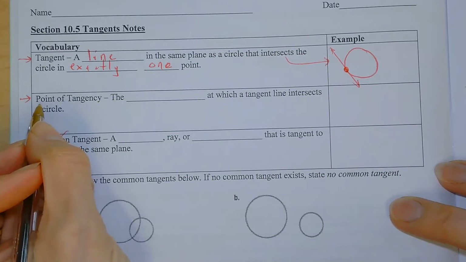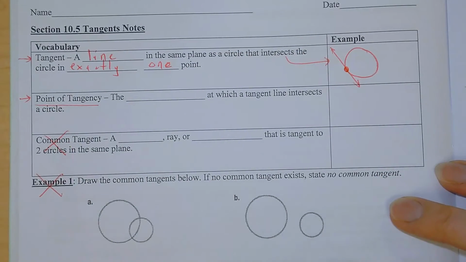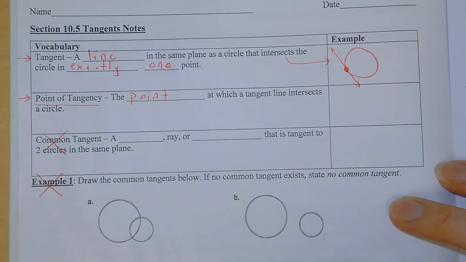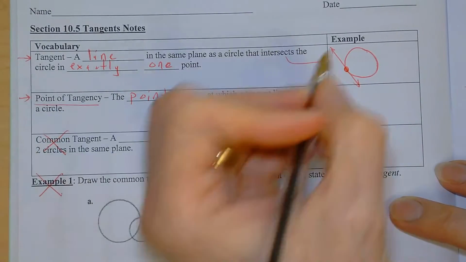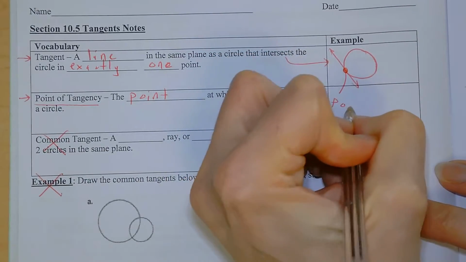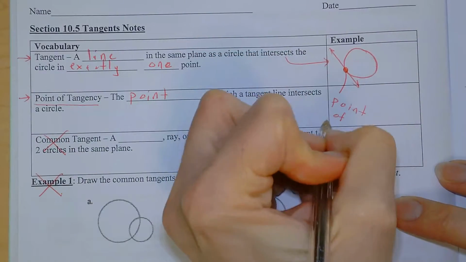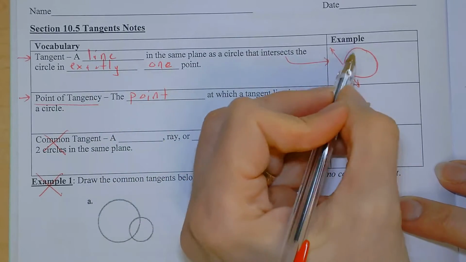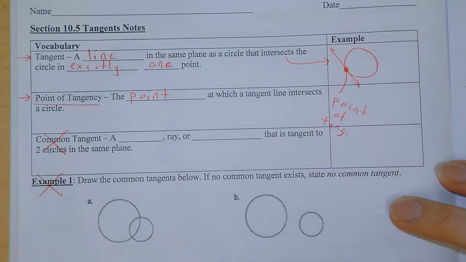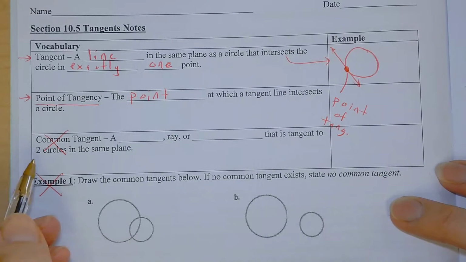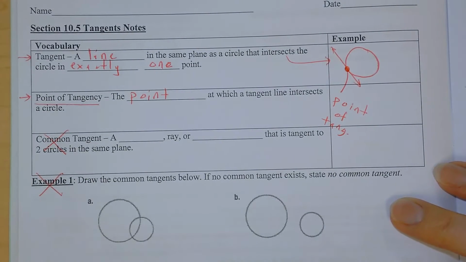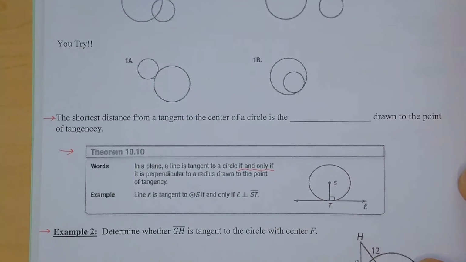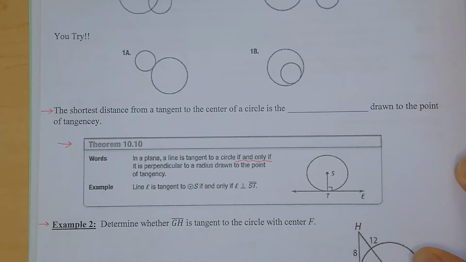And then when you have a tangent line, you end up getting a point of tangency, and that is the point at which a tangent line intersects a circle. So this right here is the point of tangency. Anytime you have a tangent line that intersects a circle in one point, it will create a point of tangency. Normally we would talk about common tangents, but we're going to skip those this year for time. So we're going to go down here to some theorems that have to do with tangents.